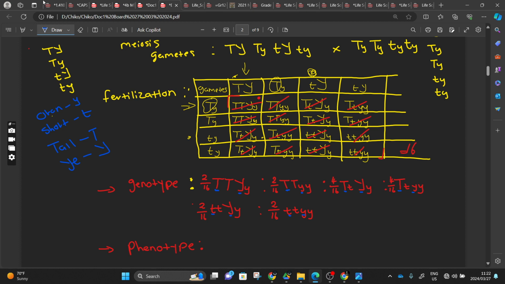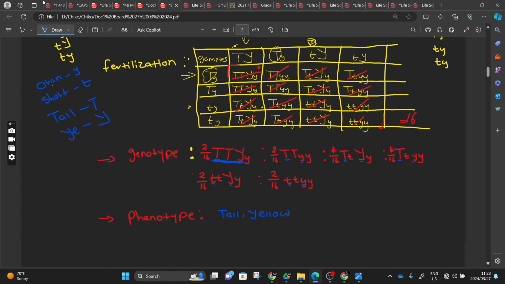Or you can write them at the bottom, or somewhere else. I'm not sure how you are going to do this, but do it so that you don't get confused here. Here we have tall and what? Tall and yellow, right? Tall and yellow, one. And then we say tall and yellow. Then we are going to see those who have tall and yellow.